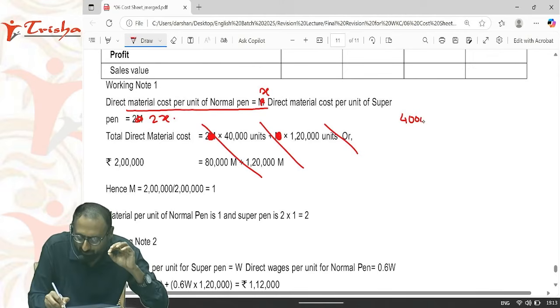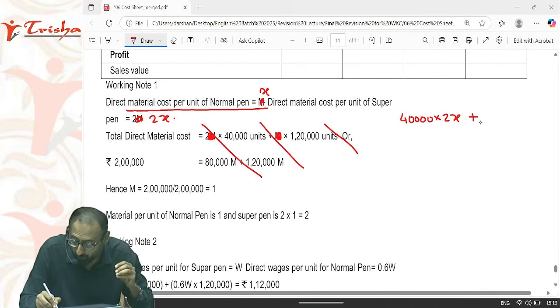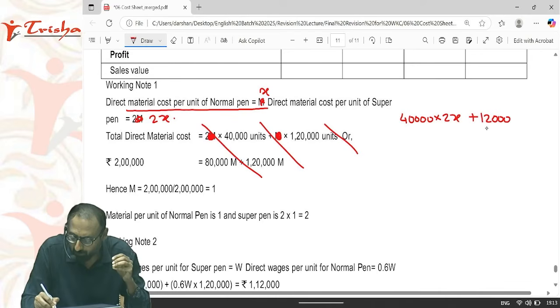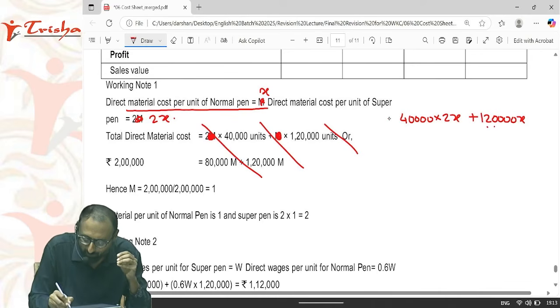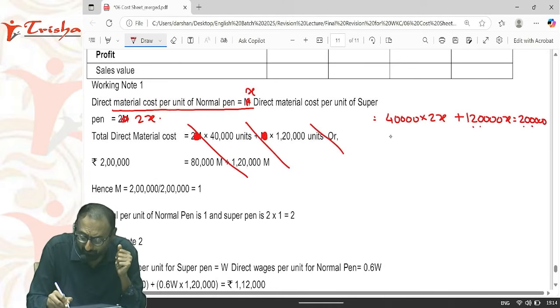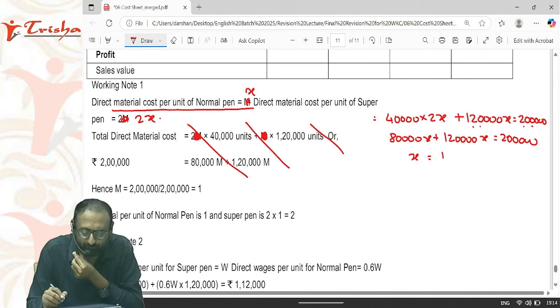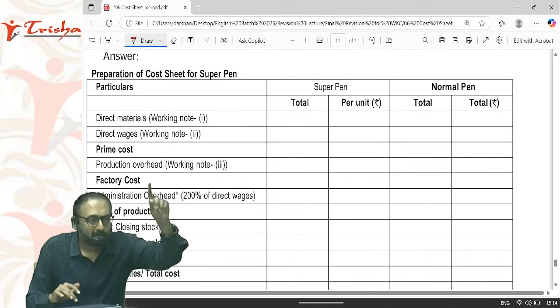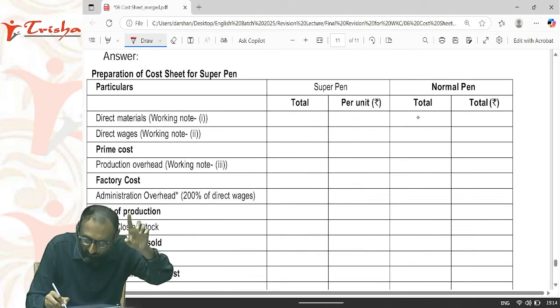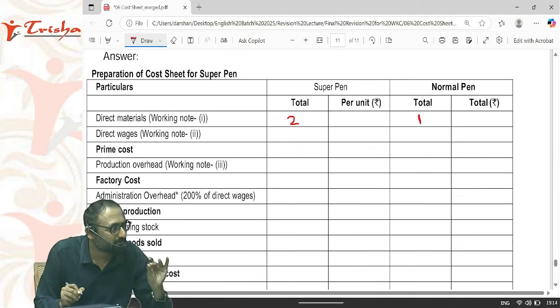Super pen 40,000. How much material required? Is it 2x? Normal pen 1,20,000 multiplied by x. Is equal to how much material cost? Is it 2 lakhs? Now solve this equation: 80,000x plus 1,20,000x is equal to 2 lakhs. Please tell me the value of x. Is it 1 rupee? So per unit material cost of normal pen is x, super pen will be 2x, that is 2 rupees. Do you agree with this?